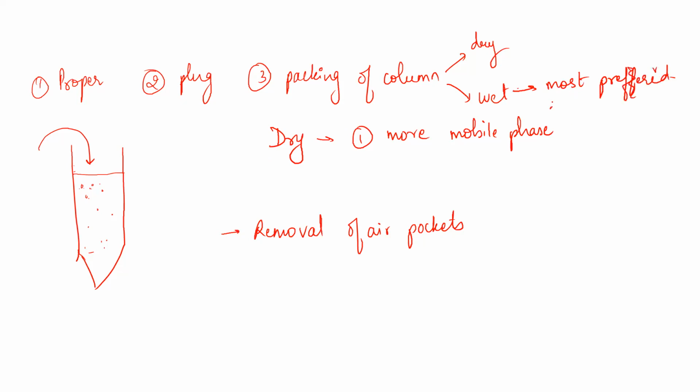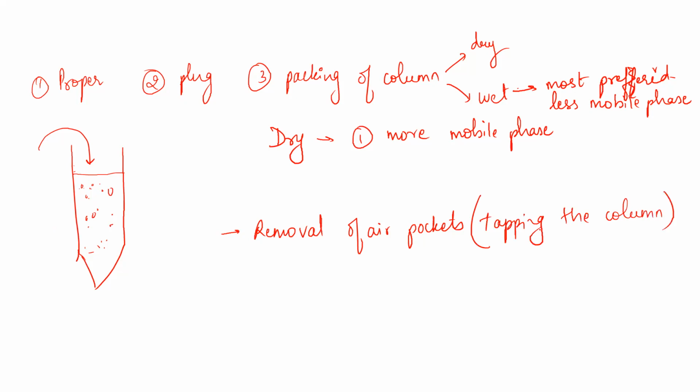It requires less solvent, or less mobile phase. Because for wet packing, you have already mixed the adsorbent with the mobile phase before packing the column. You soak it overnight with the mobile phase, so it reaches an equilibrium stage and then you pack it. In both cases, there is a chance of air pockets getting into the column. So it is very important to tap the column. How will you remove the air pockets? By tapping the column.